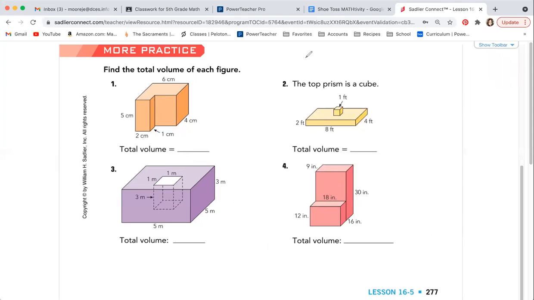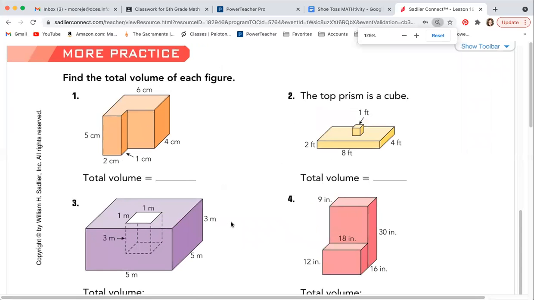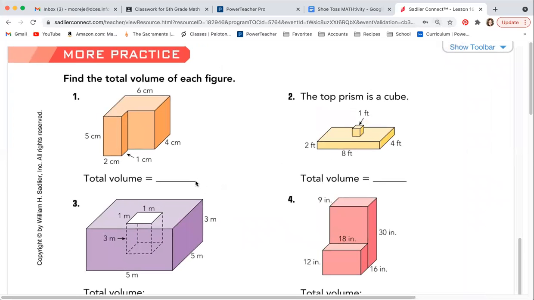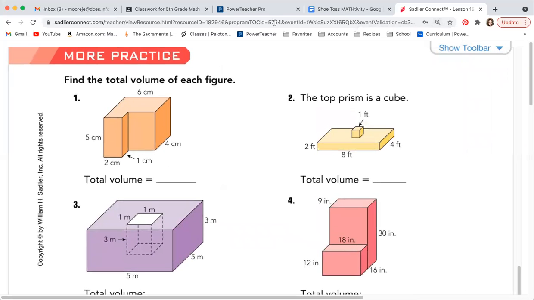So let me see if I can zoom in a little bit more. All right, that looks a little better. Maybe a little more, come on. Nope, that's as big as it will get.